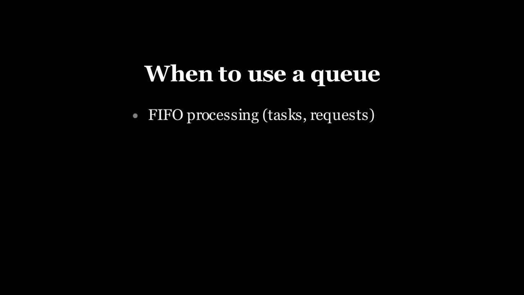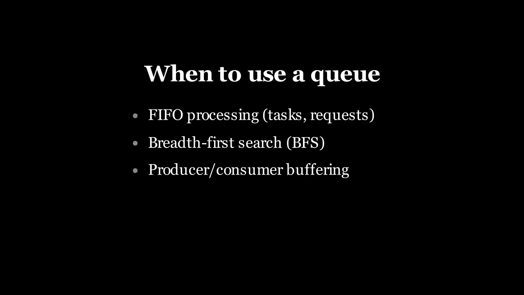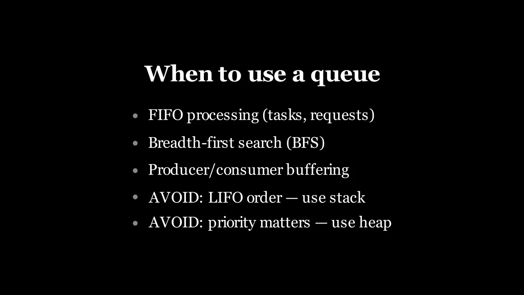When should you reach for a queue? Use one for first-in, first-out processing: tasks, requests, messages. Use one for breadth-first search through graphs and trees. Use one for buffering between a fast producer and a slow consumer. Avoid queues when you need last in, first out. That's a stack. And avoid them when priority matters more than arrival order. That's a heap, which we'll cover next.